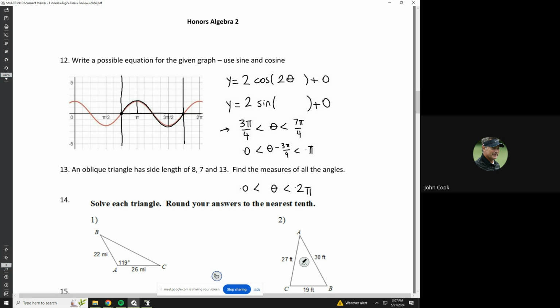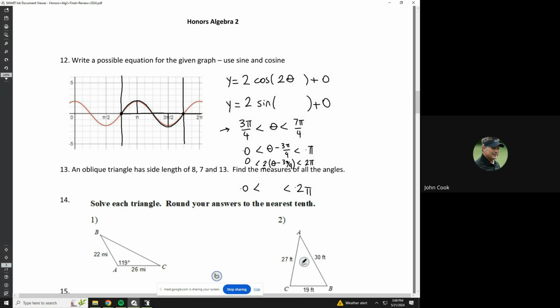So what do I do? I multiply everything by 2 again, right? So I do 2 times all of this stuff, and then 2 times that stuff, and 2 times that stuff, 0. Well, 2 times 0 is just going to be 0. And there we go. We've got 0 and 2 pi.